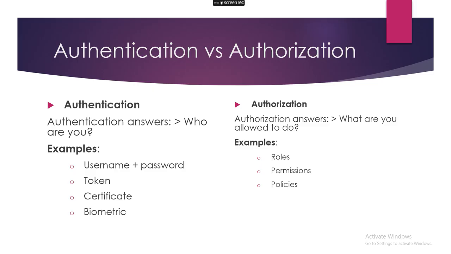Who are you? Authorization, on the other hand, though they often work together, answers the question, what are you allowed to do? For example, you gain access to my mobile phone, or someone gains access to your mobile phone. What are they allowed to do in your mobile phone? So it's not just who are you, but what are you allowed to do? Authorization asks what roles, what permissions, right? What authority do you have in the system? So examples of authorization would be role-based authorization, permissions, and policies.